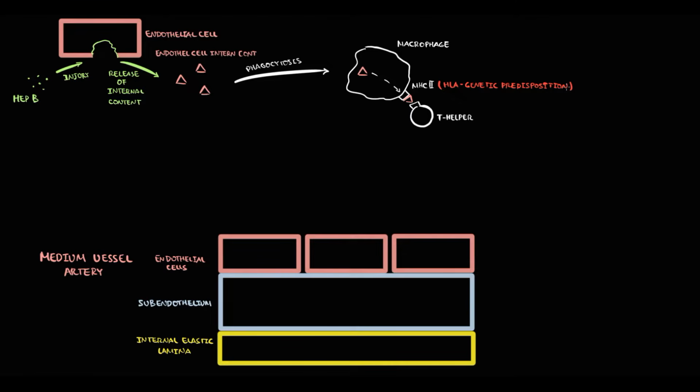And in these individuals, T helpers think that these endothelial cell particles do not belong to our organism. So in this case, basically, T helpers recognize endothelial cell particles as antigens.